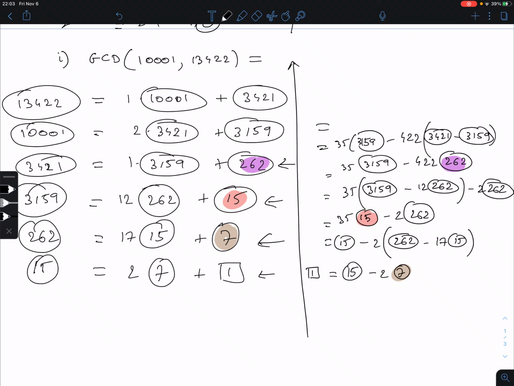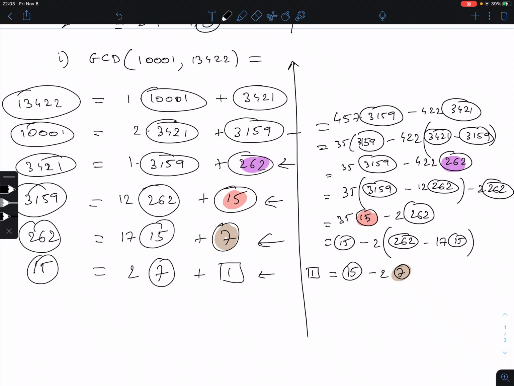If I combine these, that is 35 times 3159. Oh, no, there's another one there, and minus times minus is plus. So 35 plus 422 is 457. There's a 35 here and a 422 with the plus sign; altogether this is the coefficient of 3159, thinking of 3159 as like terms. So that is 457 times 3159 minus 422 times 3421 circled.